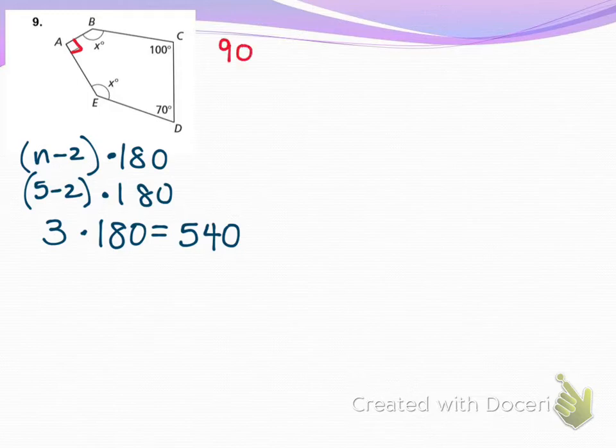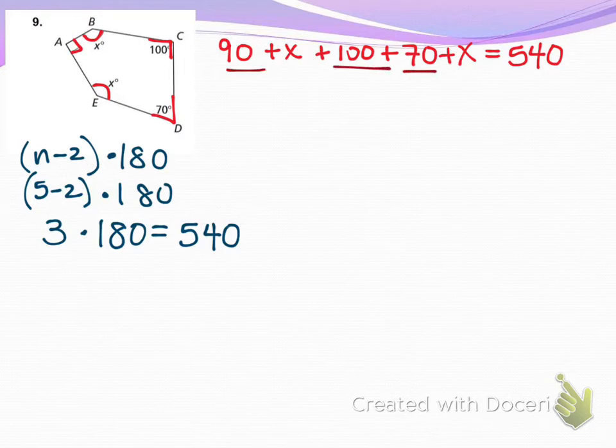So 90 plus x plus 100 plus 70 plus x equals 540. All right, so let us combine like terms. So 90, 100, and 70, 260, x plus x, 2x.